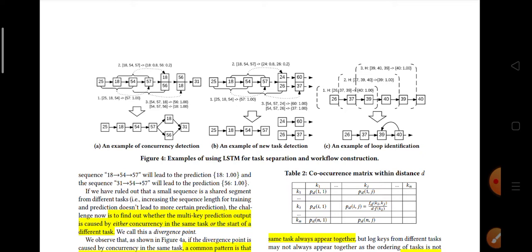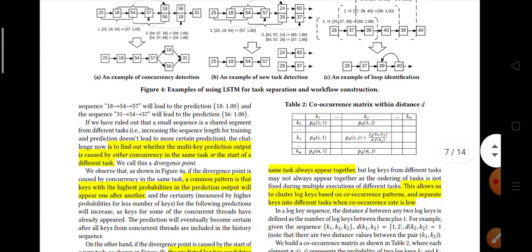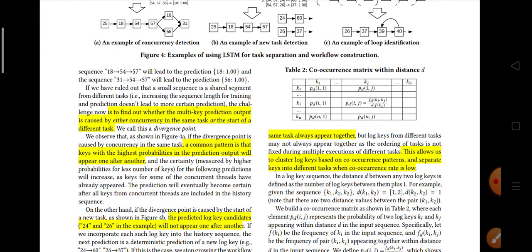So they're telling that we can find this concurrency by using this diagram. If any concurrency is coming, see here, after 57 there are two probabilities. It can be either 18 or 56, right? Suppose we have high probability for 18, then after 18 the 56 should come, not any other key value. Then we can refer to it as a concurrency. That's how we can detect the concurrency. This paper is telling that we need to detect the concurrency. That's a big challenge in this task.